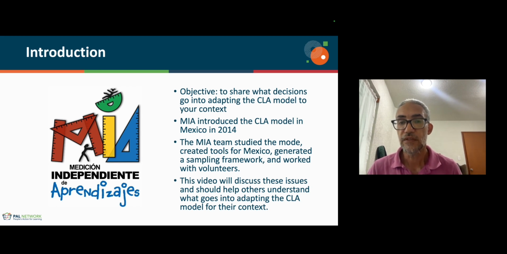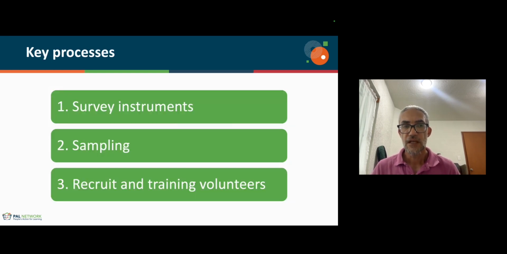We studied this model, created tools from Mexico, generated a sampling framework, and worked with volunteers. This video will discuss these issues and should help other people and organizations understand what goes into adapting the citizen-led assessment model for their own context.